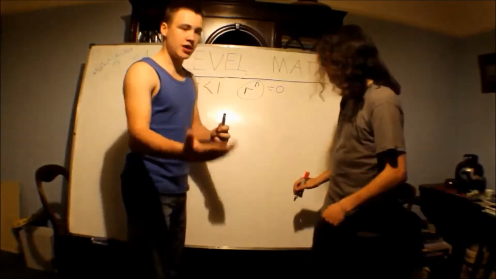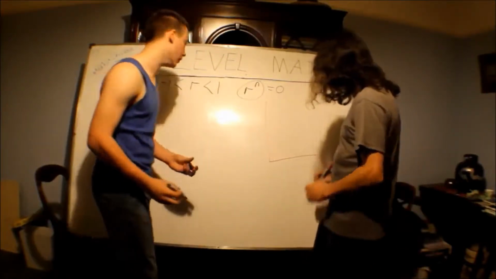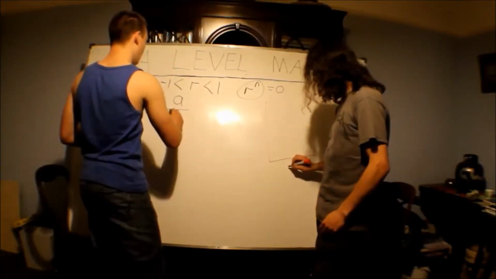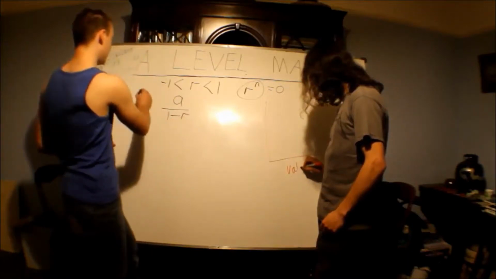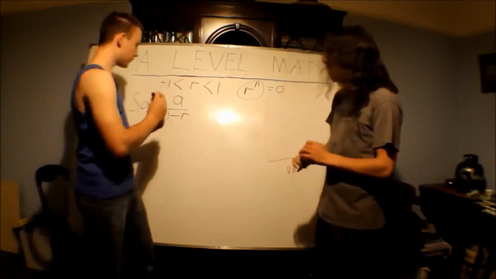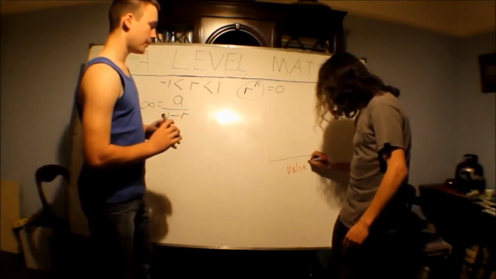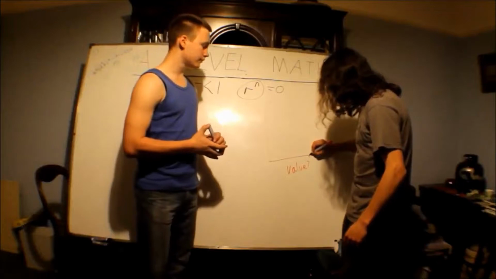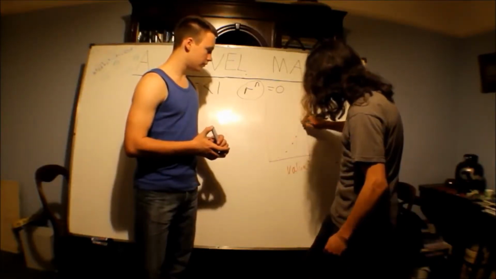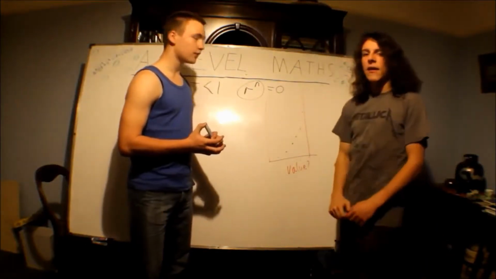Now, for geometric progressions that converge to a limit, we have a special formula, which is a over 1 minus r, and that will give you your sum to infinity. You can actually draw a graph of this. If our limit is like 7, it's a line that it will never touch, but it will get really, really close, and it will just stay close forever.